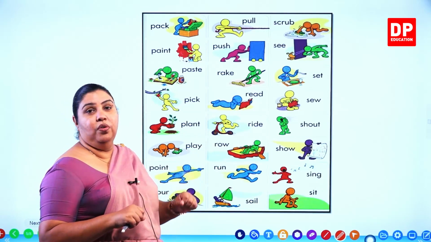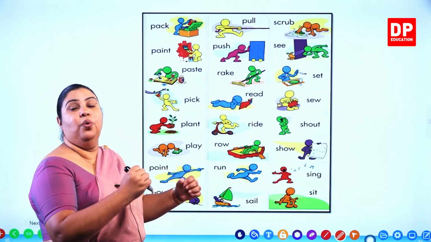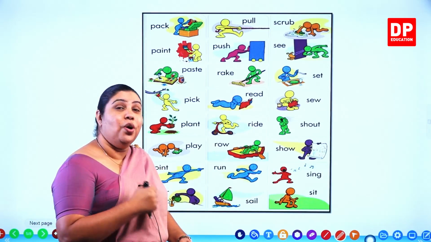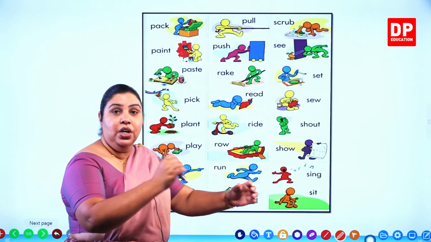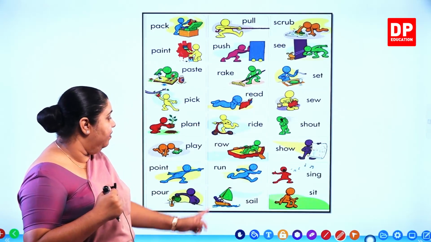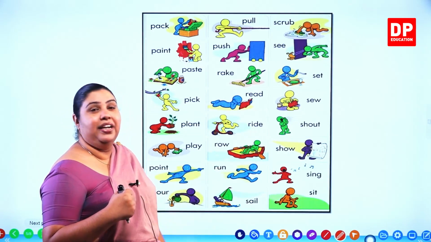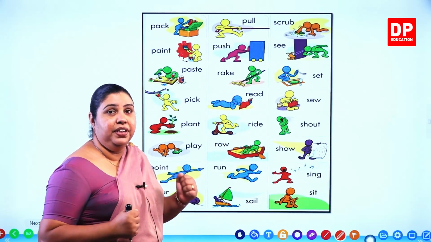Then row. What is row? අපි බෝට්ටුවක් පදිනවට කියන්නේ row. Can you remember that song? Row, row, row your boat කියලා අපි සින්දුවක් කියන්නේ පුතේ. Row. R-O-W. Row. Rowing the boat. That is something that you do. Then we have run. Something very easy to write. R-U-N. Run. දුවනවට කියන්නේ අපි run. So running is something that we do.